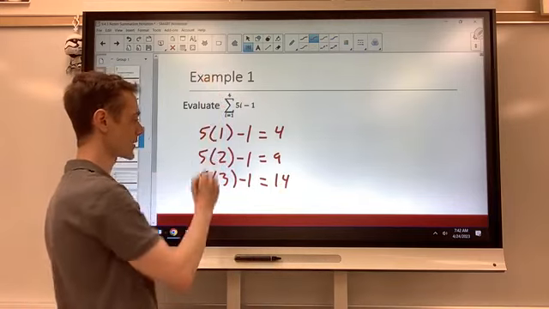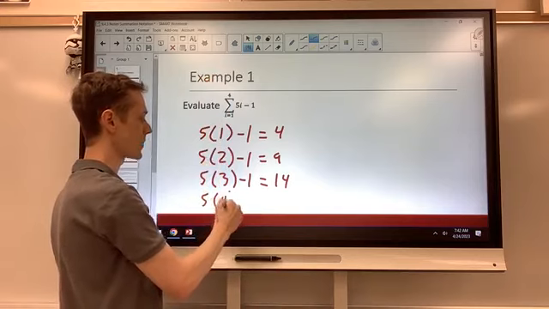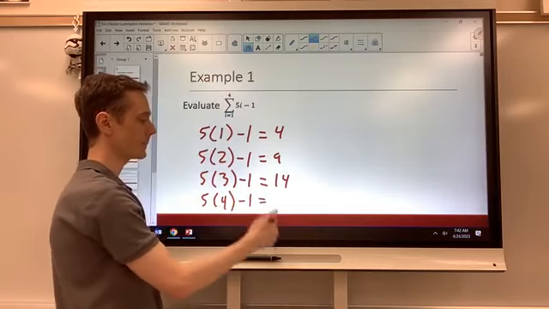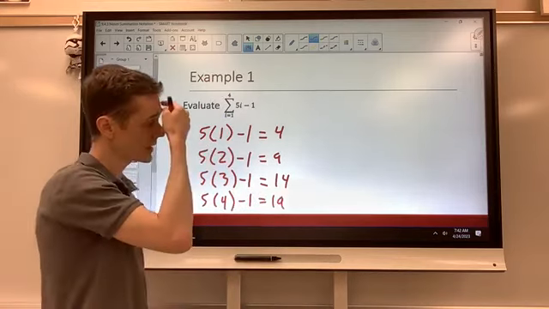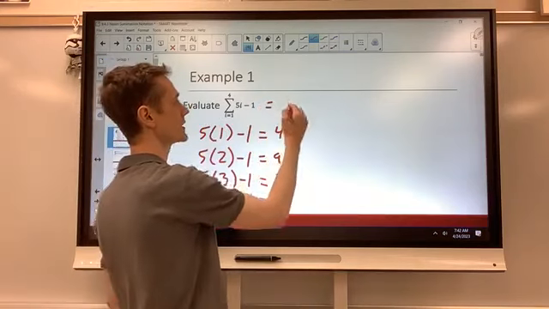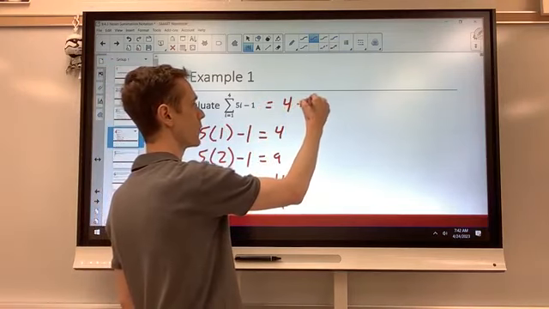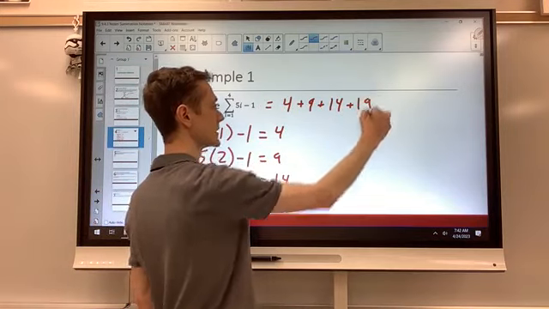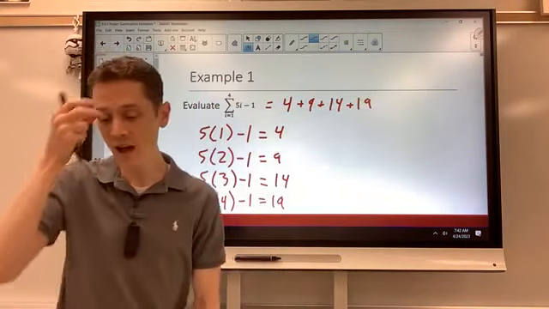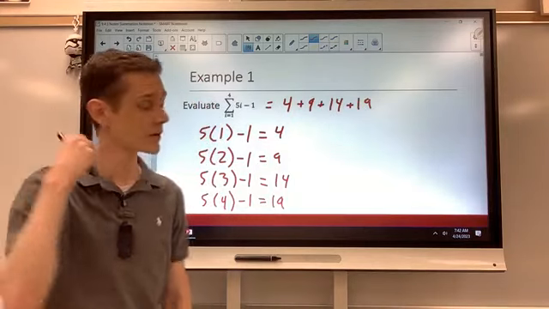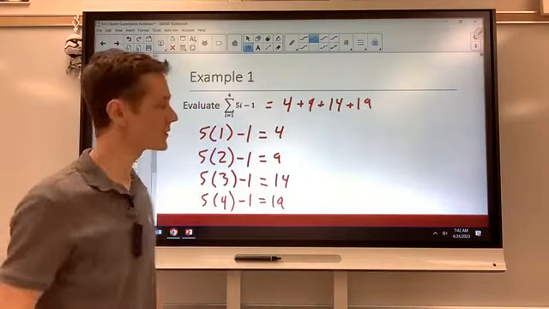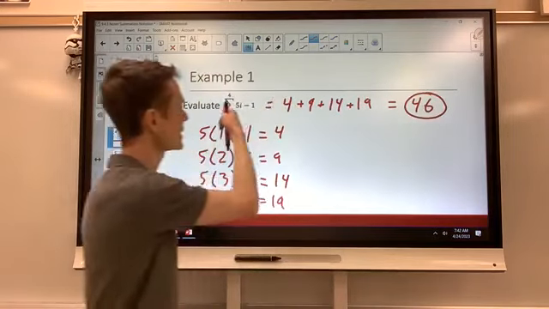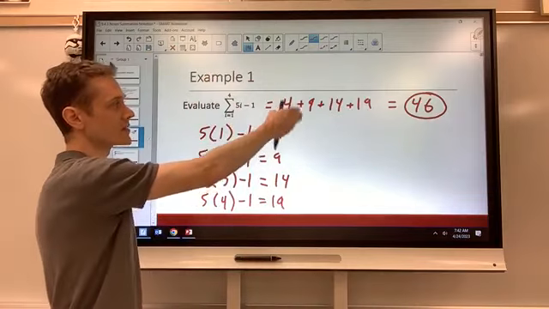And then this is the last number I'm going to plug in. That's the number indicated on top. I'm going to stop after I substitute in 4. So 5 times 4 minus 1 gives me 19. Now remember, the idea is that we're actually adding those terms together. So this is saying 4 plus 9 plus 14 plus 19. Evaluating this summation notation, I need to make sure I remember to add those numbers up, which gives me my final answer of 46. So this is just a nice, concise way of writing these numbers added together.